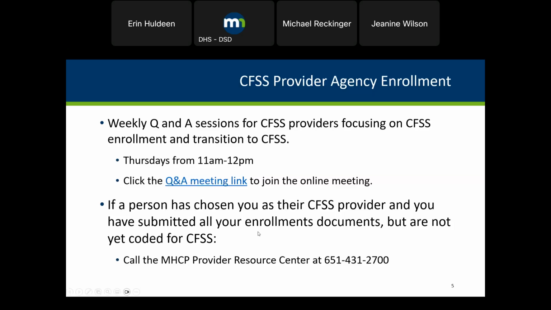If a person has chosen you as their CFSS provider, and either you haven't submitted all your enrollment documents to be enrolled, or you're not yet coded for CFSS, maybe we are getting a lot of enrollment paperwork, and so maybe we just haven't gotten to your paperwork, or some of the information is missing or filled out incorrectly. We're asking that you contact the MHCP Provider Resource Center at this number, 651-431-2700, in order to finish that enrollment.